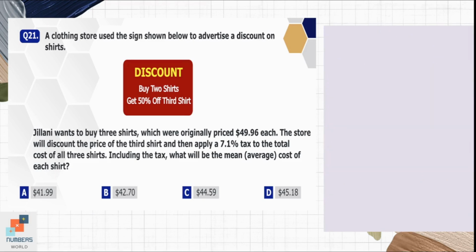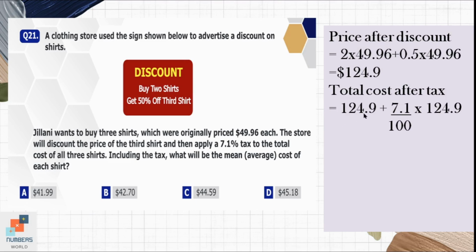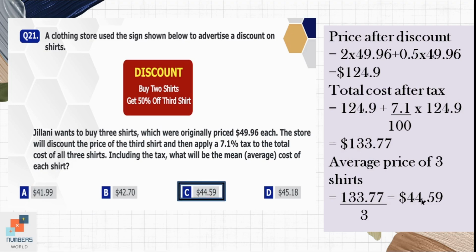So first of all, we are going to calculate the price of 3 shirts after discount. The store charges $49.96 for 2 shirts, and there is a discount of 50% on the third shirt, which can be written as 0.5 of 49.96. So the total price is $124.9. The store applies a 7.1% tax to the total cost. So we are going to calculate the total cost after tax, which can be written like this. 124.9 is the price of 3 shirts, and the remaining part is representing 7.1% tax of the total amount. After solving it, we get $133.77. Calculate the average price of each shirt. We are going to divide 133.77 by 3. That is equal to $44.59. So option C is the correct one.